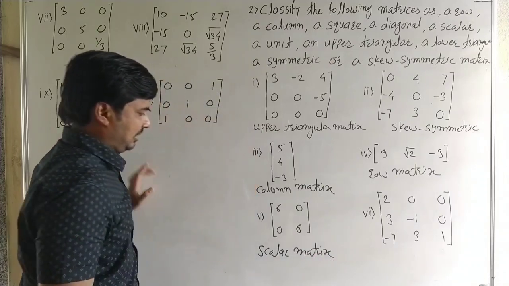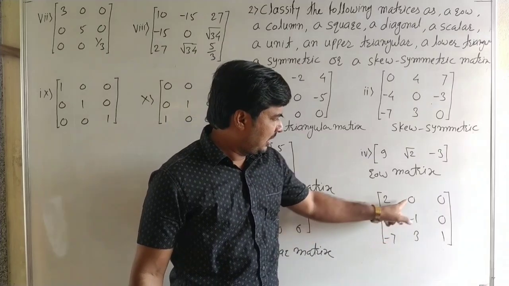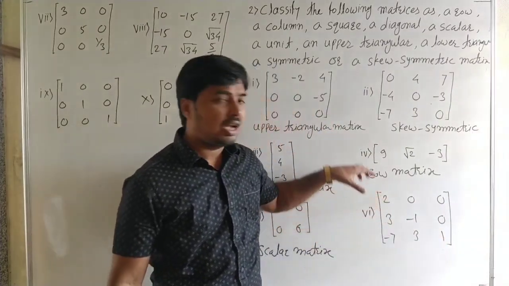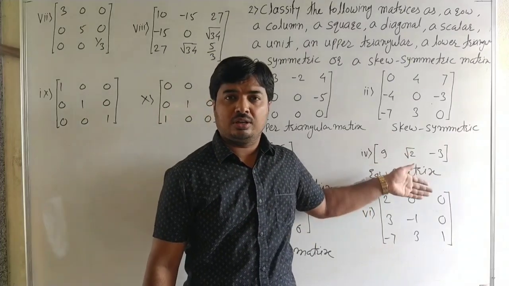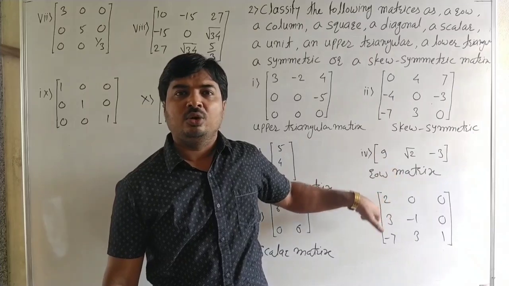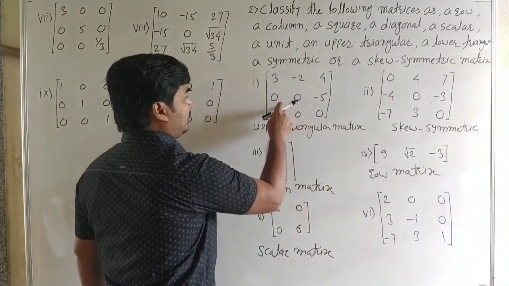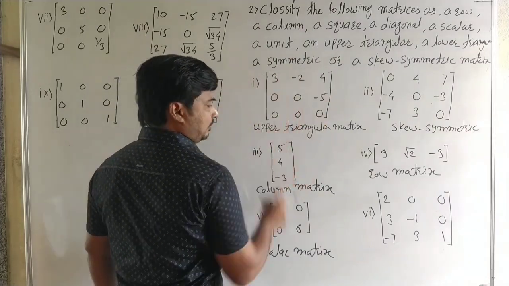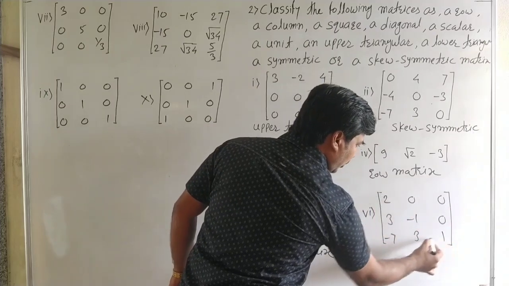It is a scalar matrix. Now in this example, see carefully. Here these three elements are 0 and it is a diagonal. All elements above the diagonal are 0, then it is a lower triangular matrix. Here it is lower triangular, and this is upper triangular. All elements below the diagonal are 0, it is an upper triangular matrix. And here all elements above the diagonal are 0, it is a lower triangular matrix.